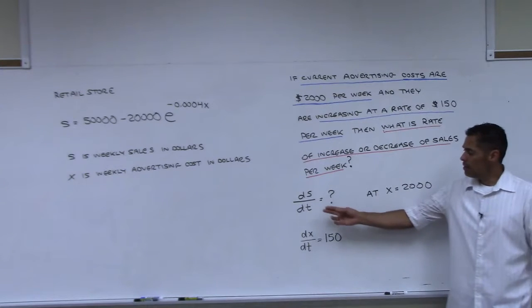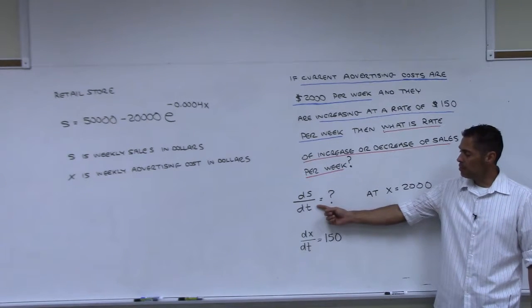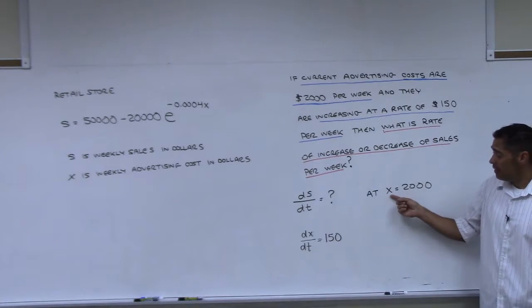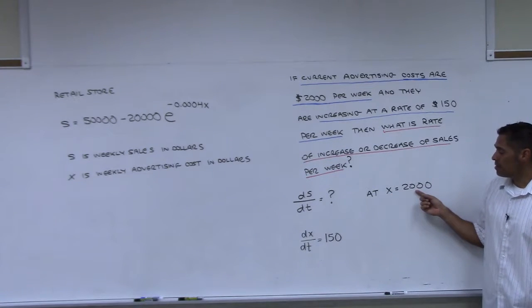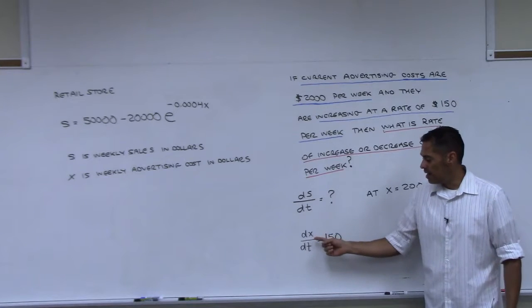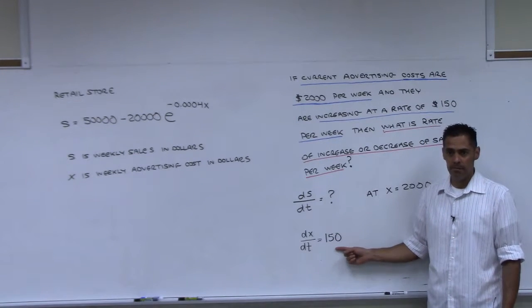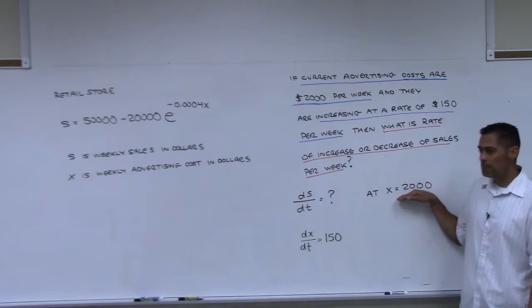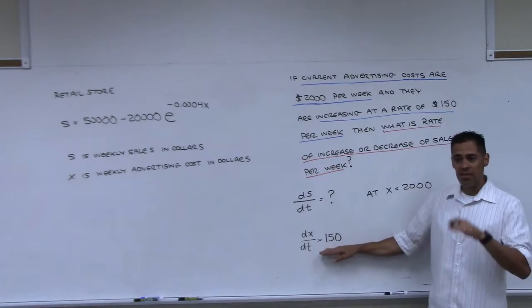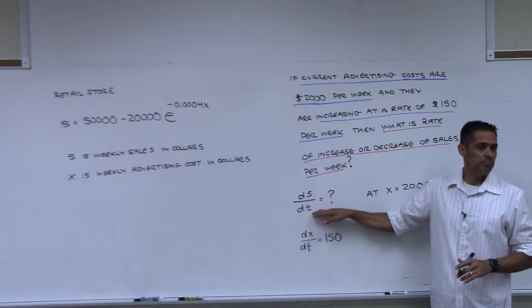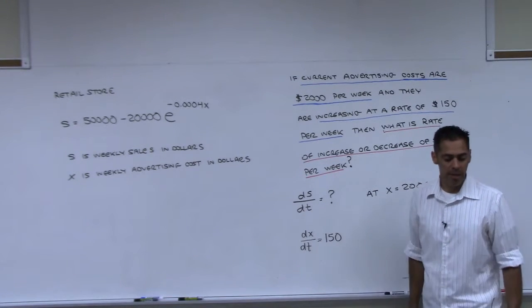We would like to know the rate at which the sales are changing with respect to time at the moment that the advertising cost is 2,000, and with the knowledge that the advertising cost is increasing at $150 per week. What we're currently spending on advertising, the rate at which the advertising is going to go up, how does that impact our sales? Ready? What do we need now?